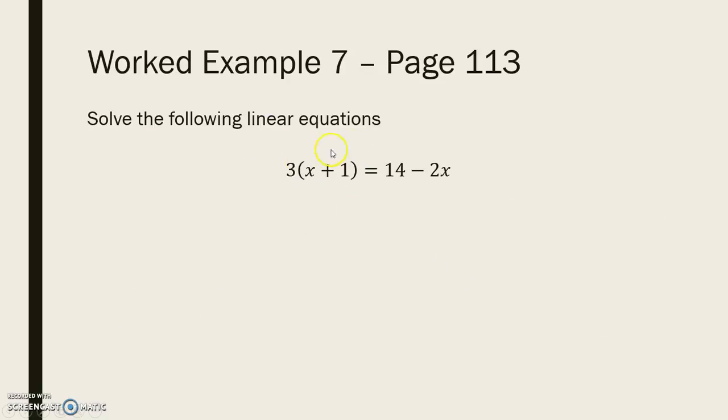And this one here uses the knowledge from our last lesson where we need to expand first. So we use that distributive law to multiply out the 3 to both terms. So we have 3x plus 3 on the left. Once again, we've got to take 2x. We're going to take that across to the right, move the constant to the left.